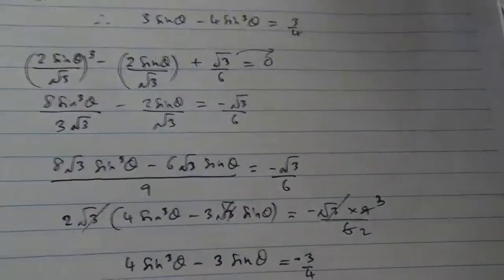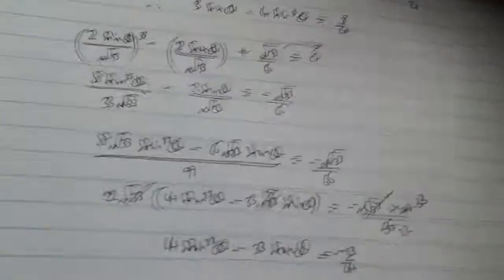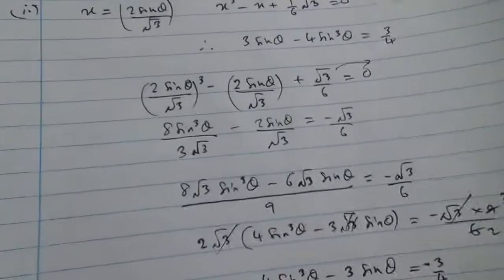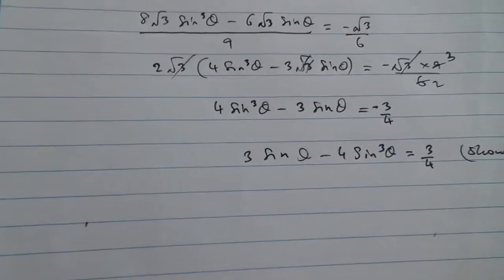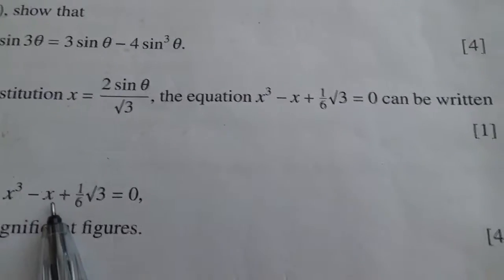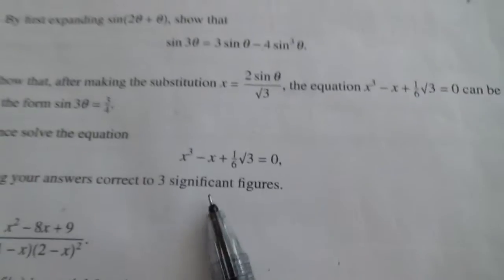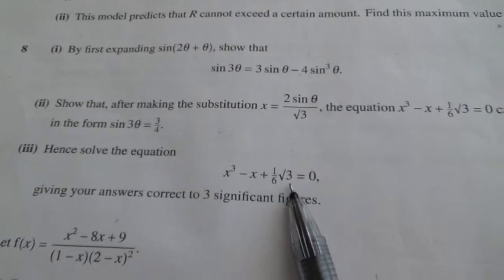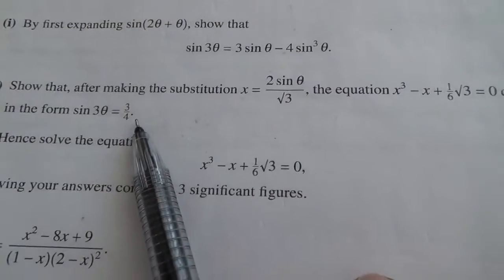Now, for the last part, there's something we have to do here. Let me just do it on a fresh paper, or I can carry on here. We have to solve the equation. What equation? The equation x cubed minus x plus 1 over 6 root of 3 is equal to 0. Give your answer to 3 significant figures. This is exactly the same as sine 3 theta is equal to 3/4.